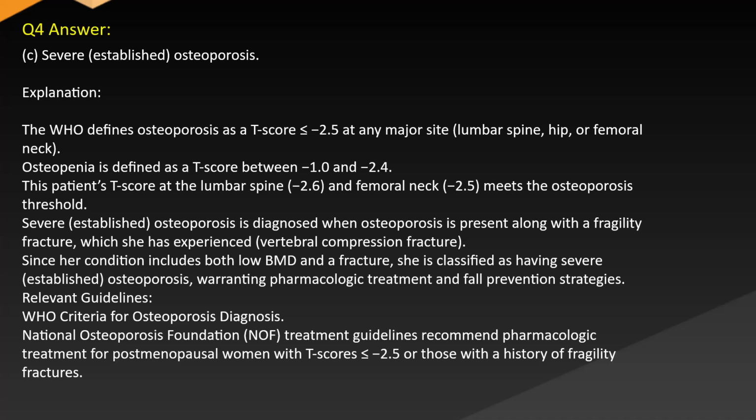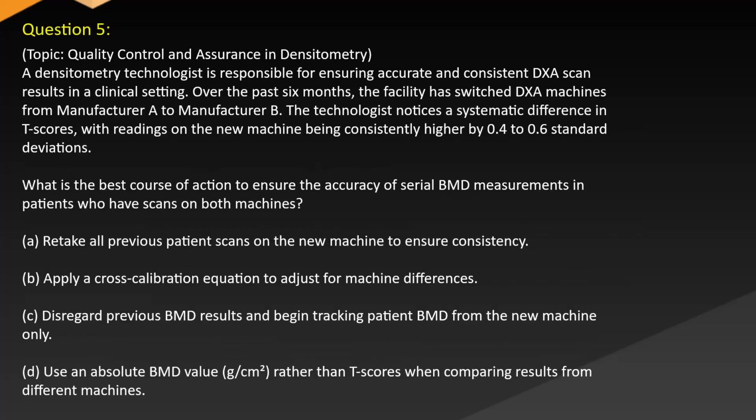Severe established osteoporosis is diagnosed when osteoporosis is present along with a fragility fracture, which she has experienced, a vertebral compression fracture. Since her condition includes both low bone density and fracture, she is classified as having severe established osteoporosis, warranting pharmacologic treatment and fall prevention strategies. Relevant guidelines: WHO criteria for osteoporosis diagnosis. National Osteoporosis Foundation (NOF) treatment guidelines recommend pharmacologic treatment for postmenopausal women with a T-score of negative 2.5 or lower, or those with a history of fragility fractures.